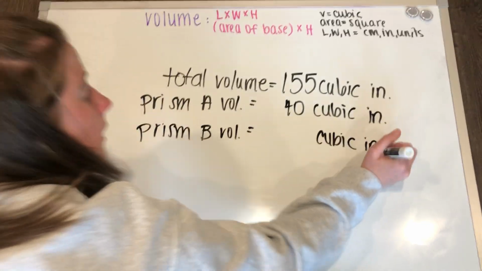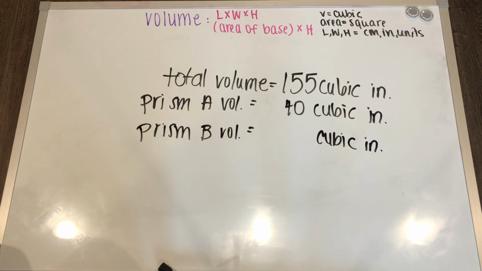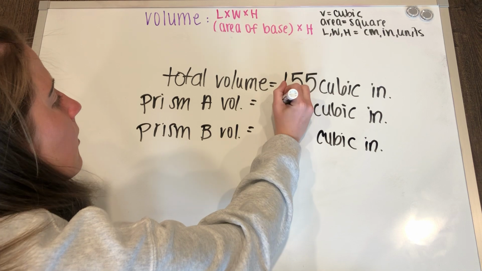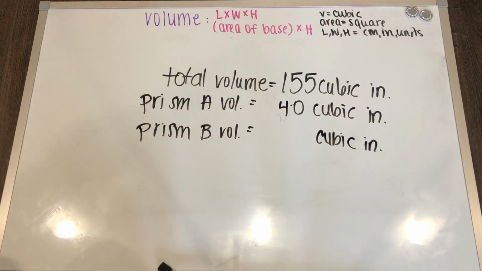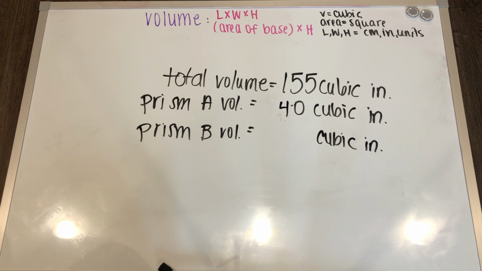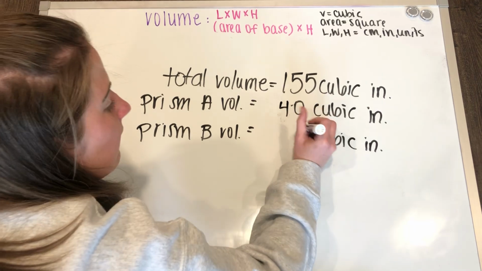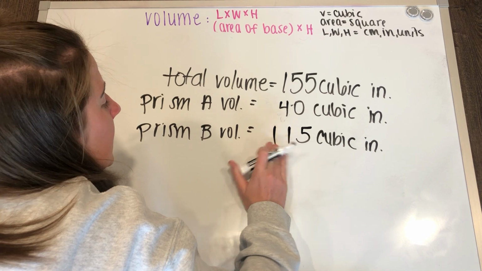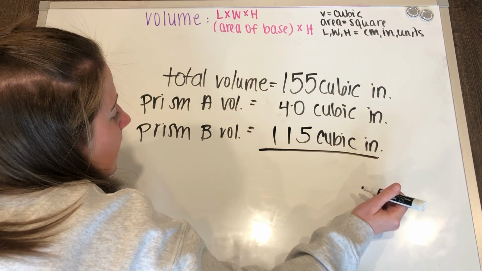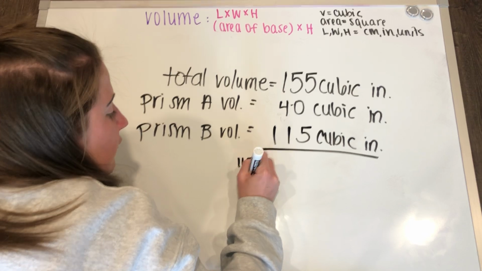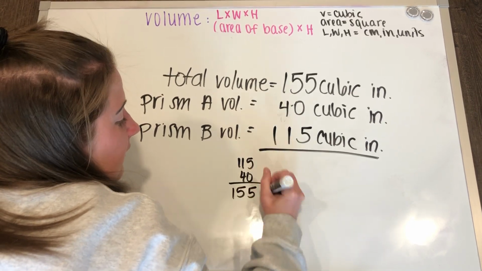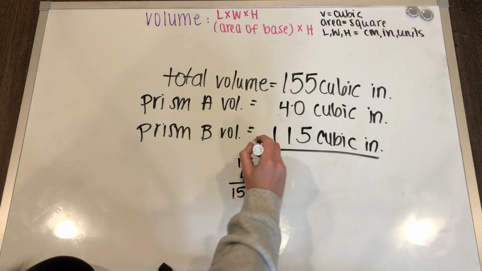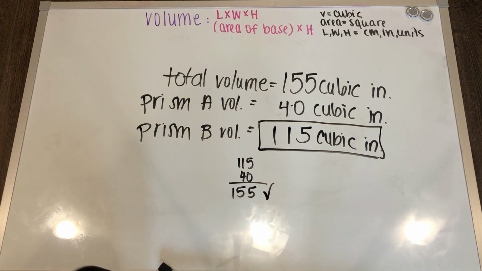Well, we know that prism A plus prism B is going to give us our total volume of 155. So we need to figure out what we can add to 40 to get 155. If you can't think of that off the top of your head, we can also subtract 40 from 155 and see what's left. So 5 minus 0 is 5, 5 minus 4 is 1, 1 minus 0 is 1. So prism B has to be 115. We can check that by adding 115 plus 40 and making sure that we get 155, which we do. So our prism B volume is going to be 115 cubic inches.